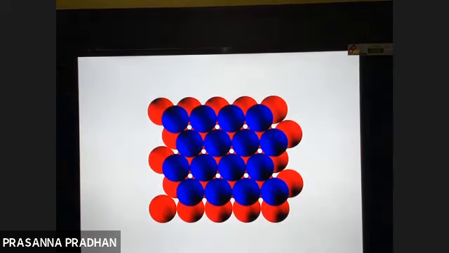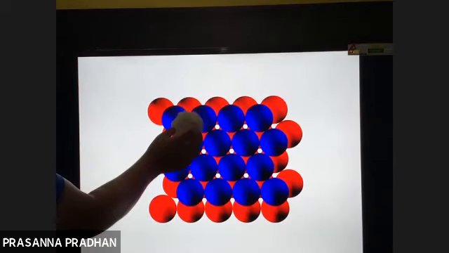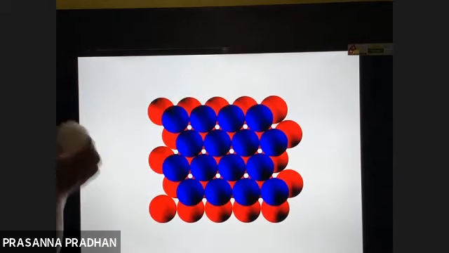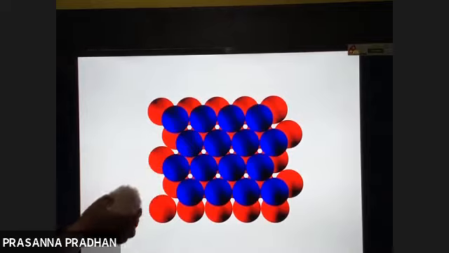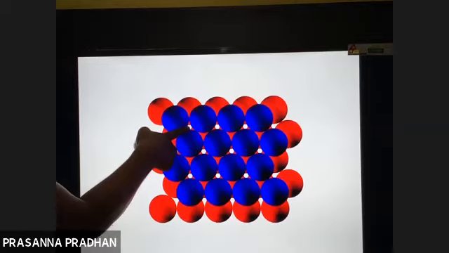Now in this method, in this alignment, what will I do? I'll keep the third layer on top of this. Where am I keeping the third layer? Here, meaning what void is this? Octahedral void. I'm keeping the third layer on the octahedral void.